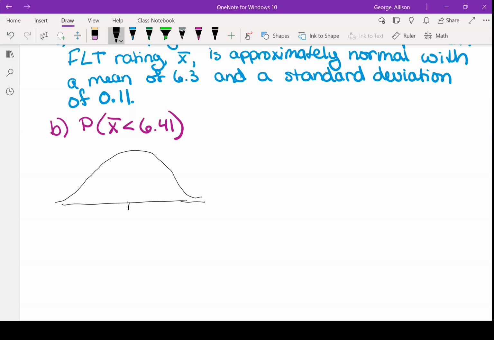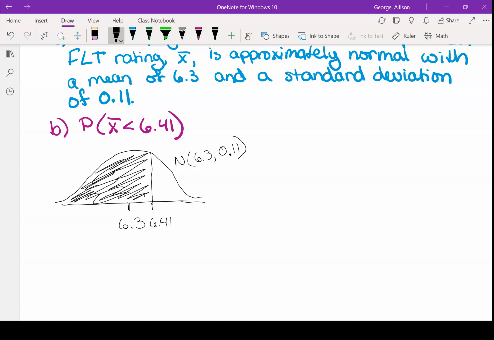The mean was 6.3. Our label, 6.3. And our standard deviation was 0.11. What we're finding is when X is less than 6.41. So less than, we shade to the left. That's what we're looking for there. Remember, that's half credit on these probabilities, just drawing the picture. So when in doubt, draw the picture.